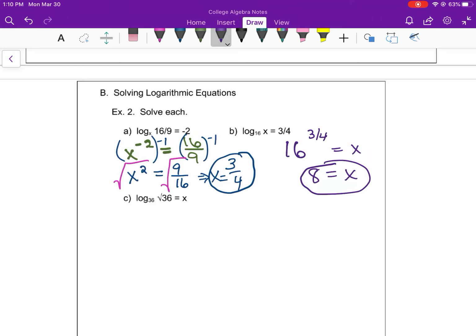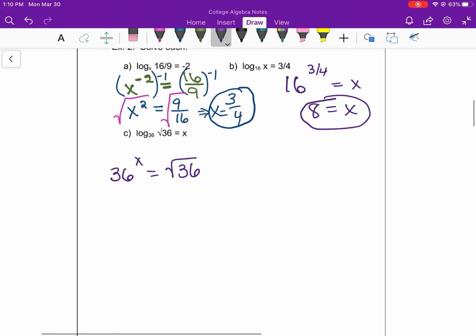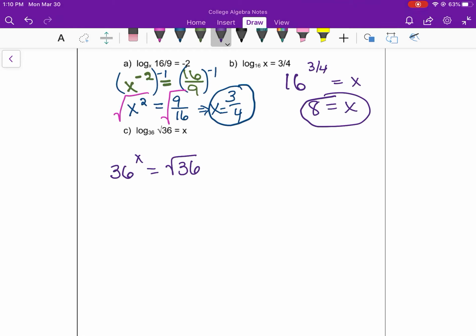And for the next one, 36 to the power of x equals the square root of 36. Okay, we had problems like this back in lesson 4.2. In order to solve for x, we need to get these to have the same base, and they actually do. What you need to remember is that a square root is a power of 1/2. So we get x to be 1/2.